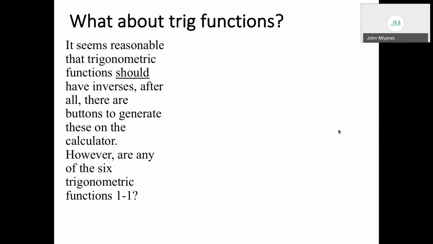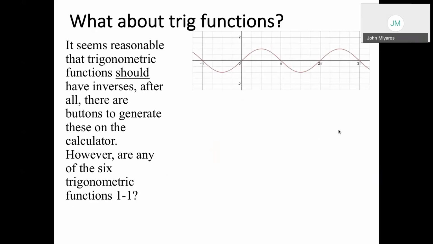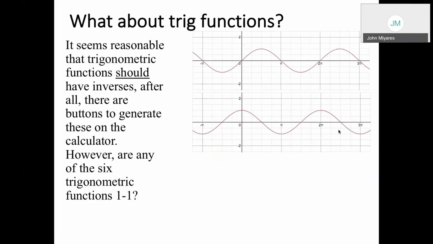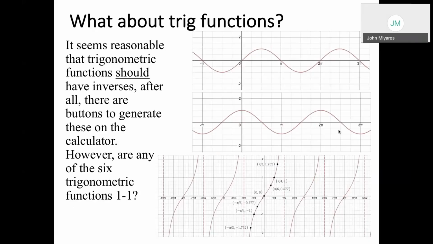However, are any of the 6 trigonometric functions one-to-one? As I look at the graphs of y equals sine x, y equals cosine x, or y equals tangent x, it should be pretty obvious that these functions are going to fail the horizontal line test miserably because of the cyclic nature and repeating patterns inherent in their graphs. Now the question becomes, what can we do about it?